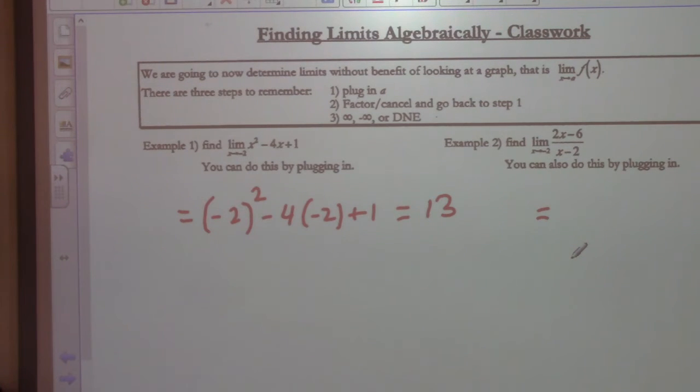Okay, so here we're also approaching negative 2, x approaches negative 2. So we plug in first, so we have 2 times negative 2 minus 6. And then over here we have negative 2 minus 2. So that's what we have. So what is this going to be?